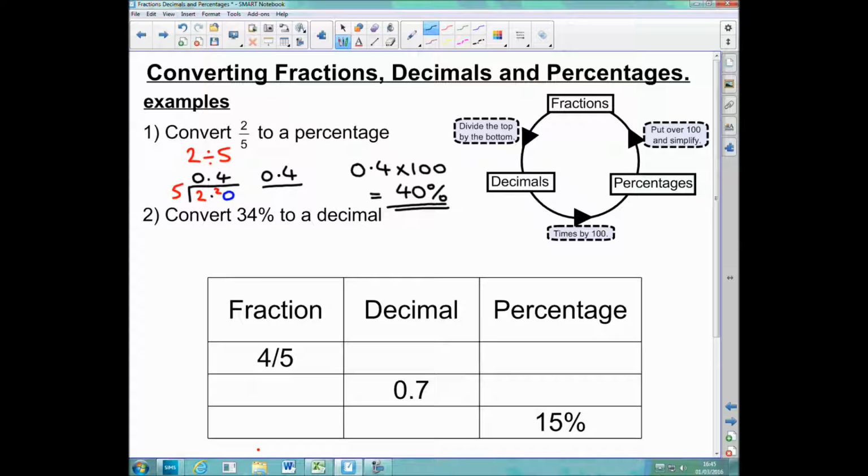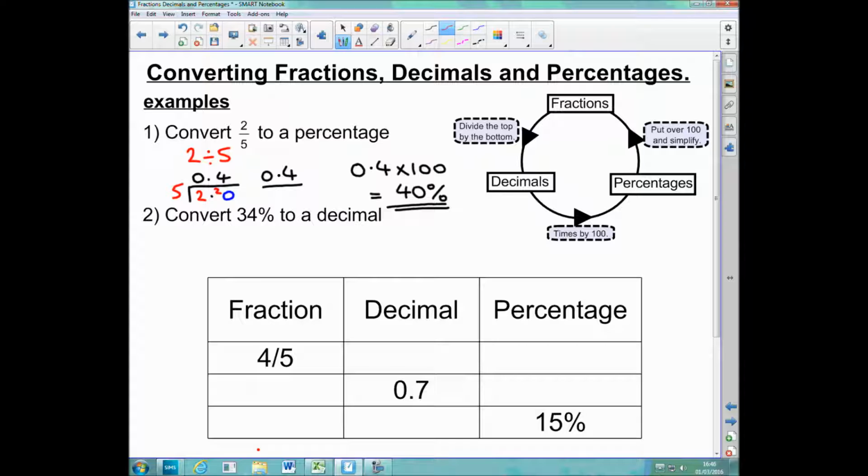Okay, so the second example, I want to change a percentage to a decimal. Now, usually I would say change a percentage first to a fraction and then to a decimal using this wheel on the right here, like I did for the fraction to percentages. But actually, if we think about it, there is a much easier way to change a percentage to a decimal.